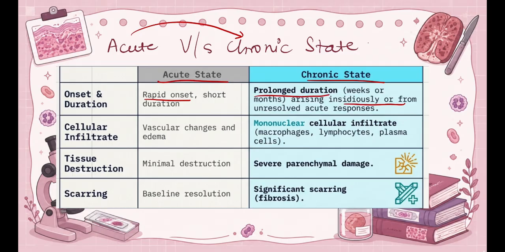Let's compare the two. An acute state has a rapid onset and a short duration. A chronic state persists for weeks or months. It sometimes arises silently from an unresolved acute response. Acute inflammation brings vascular changes and swelling. Chronic inflammation recruits a mononuclear cellular infiltrate. This means specialized cells, like macrophages and lymphocytes, arrive to stay. This shift is highly destructive. Acute reactions cause minimal damage and eventually resolve. Chronic inflammation causes severe tissue damage.